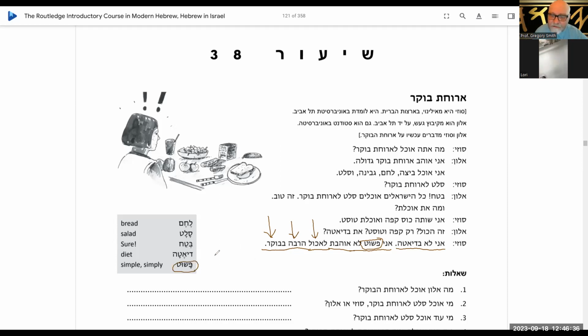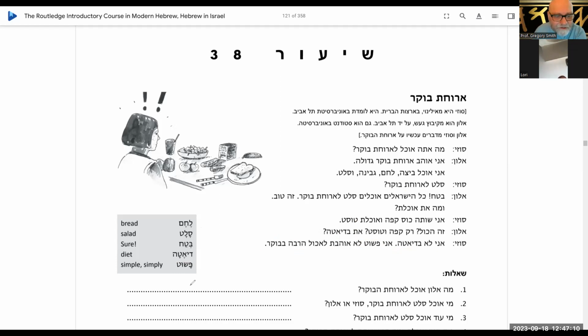I simply, okay, so I simply not meal or eat arochat. Let's see. Oh, wait a minute. Ohevet. That's what that is. Ohevet. Okay, so I'm figuring this out now. Hallelujah. Okay, so ani pashot lo ohevet. So that means I simply do not like le'ekol, to eat. Harbe, much, baboker, in the morning. That's what she's saying. All right, I figured that out.